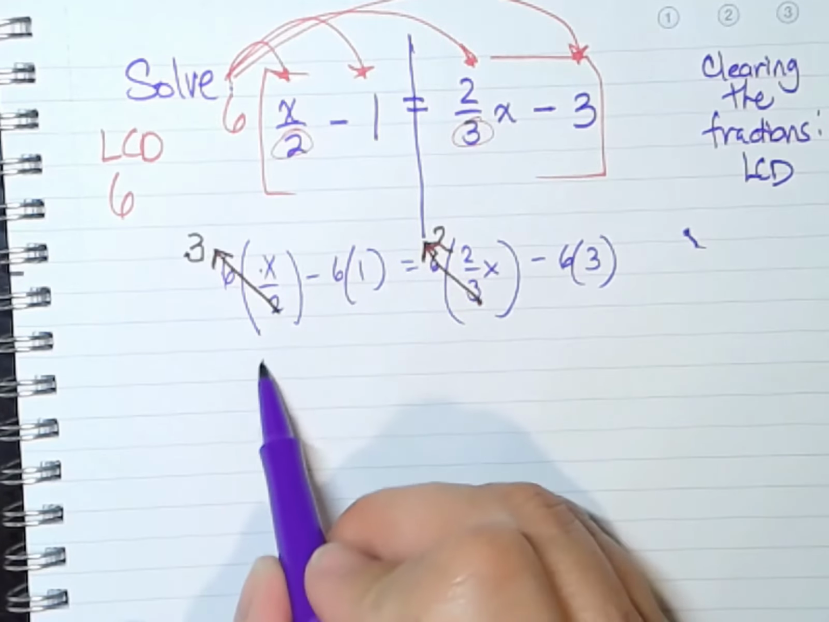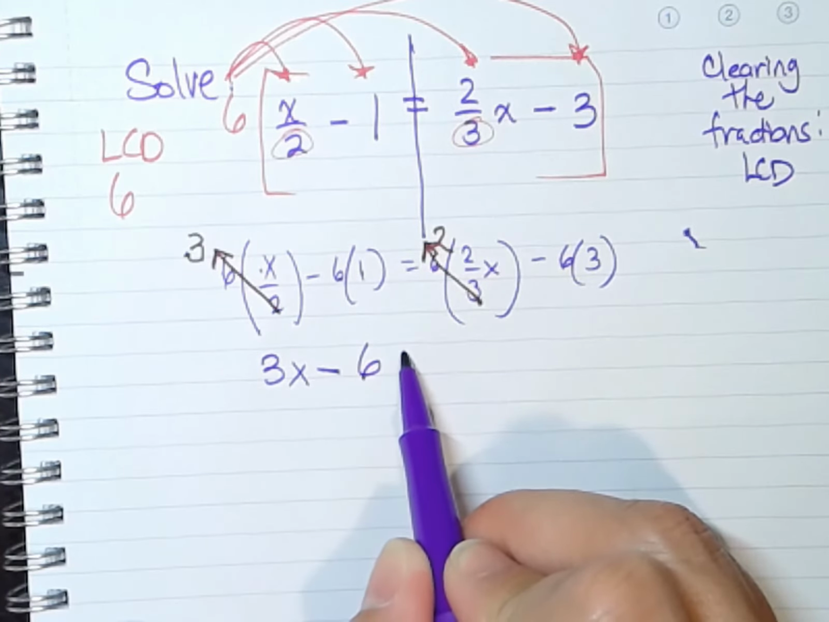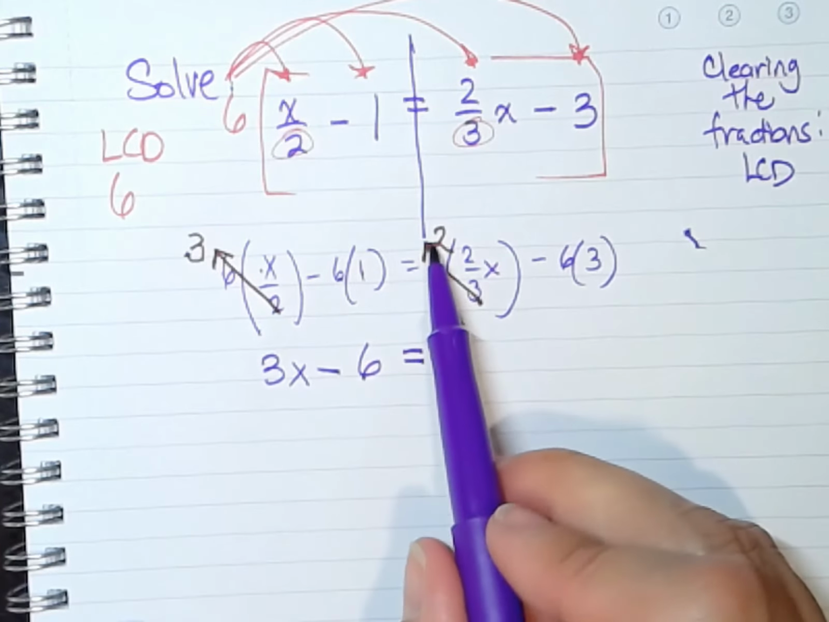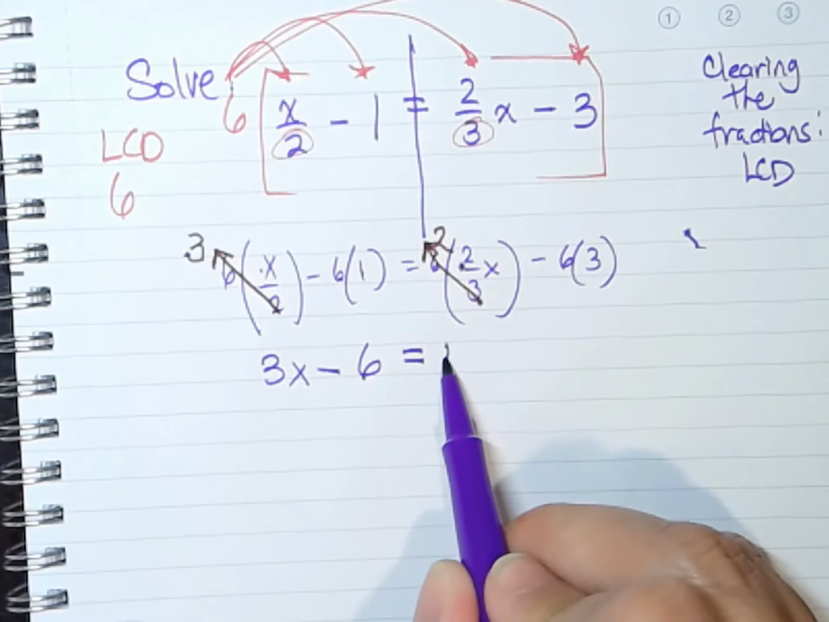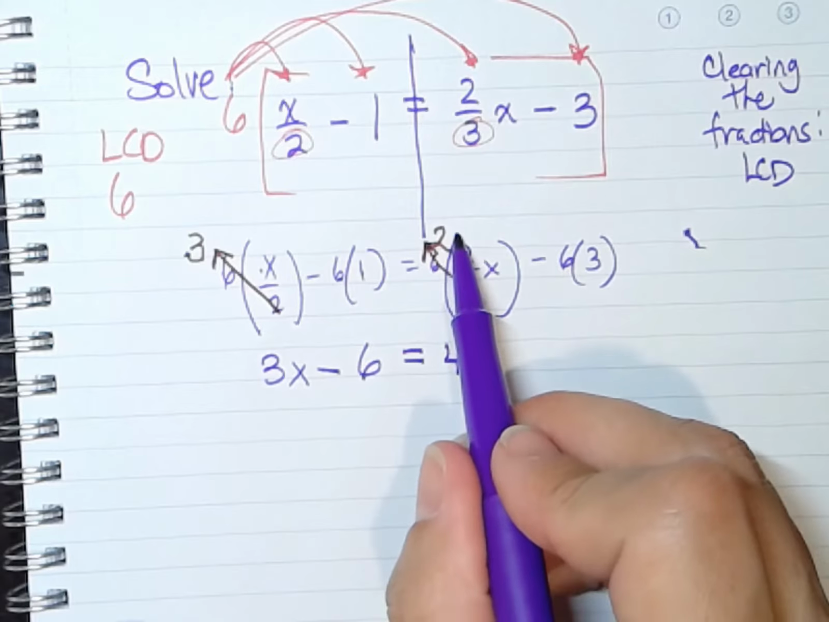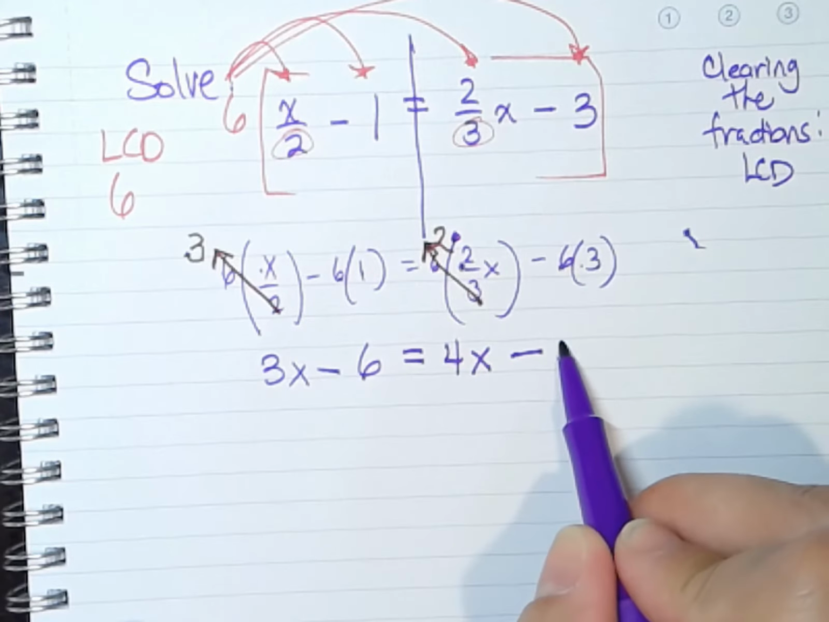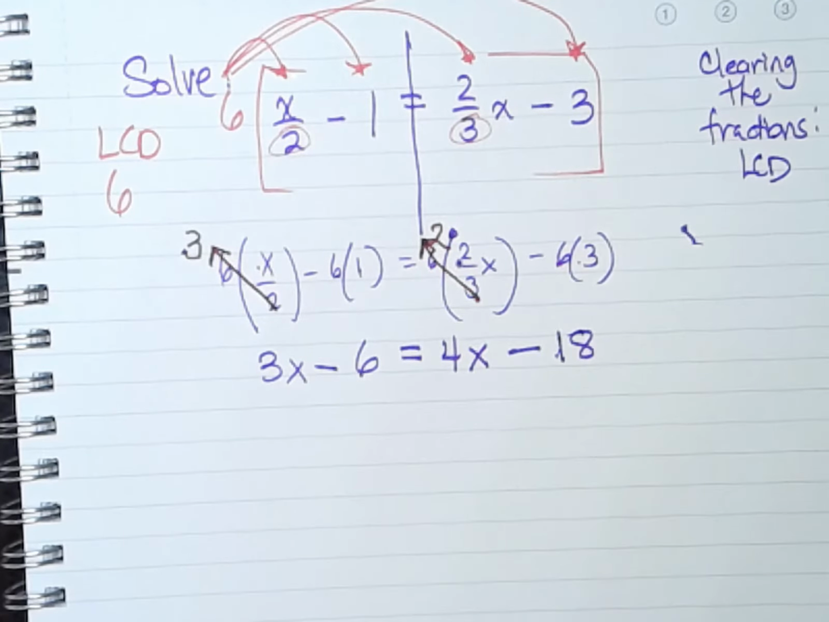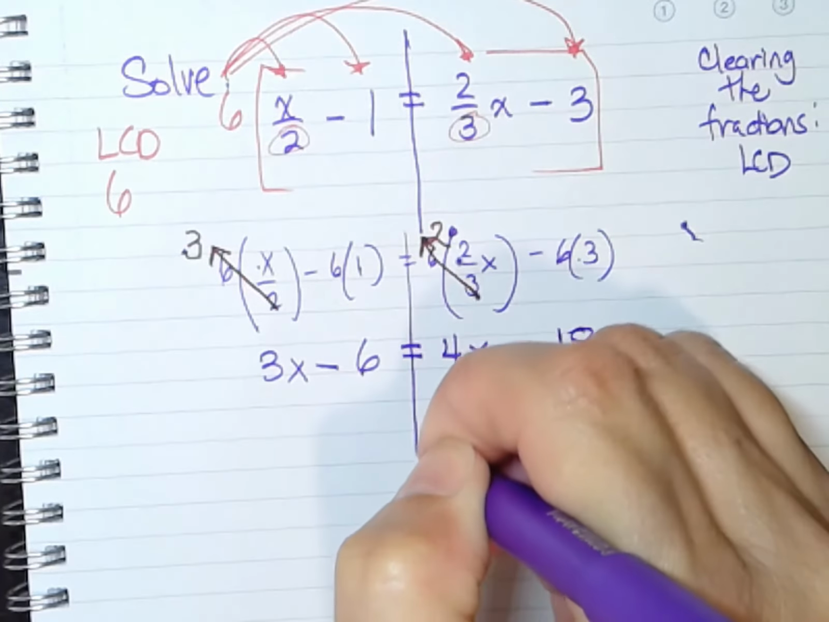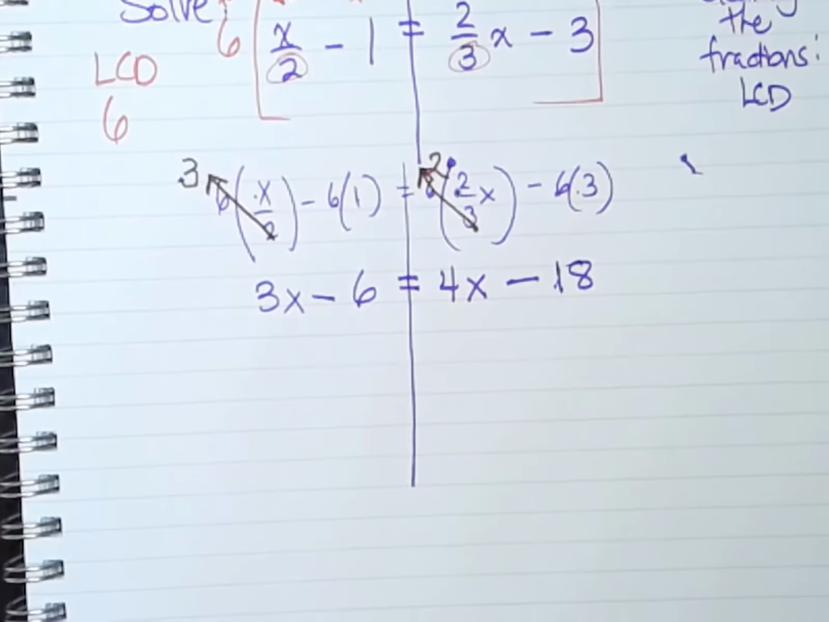Now we multiply. 3 times x is 3x, minus 6 times 1 is 6, equals 2 times 2 is 4x. So I did 2 times 2 right there. And then minus 6 times 3 is 18. It froze. I'm sorry. Okay, 6 times 3 is 18. Okay, good. So there's my fence still.